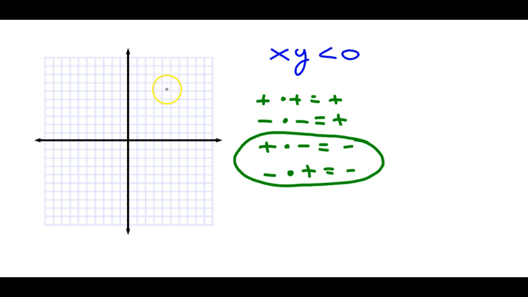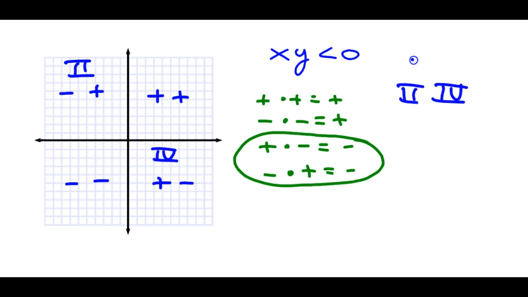So if x is positive and y is negative, think about our quadrants here. Here we've got positive, positive. Both the x and the y are positive. Here we've got negative, positive. Here is negative, negative. And here is positive, negative. So the two quadrants where one's positive and one's negative are quadrant 2 and quadrant 4. That's where, when you multiply the two, you get a number that is going to be negative, or less than 0. So quadrant 2 and quadrant 4 are going to be our answer here.